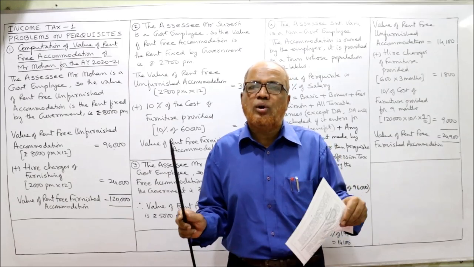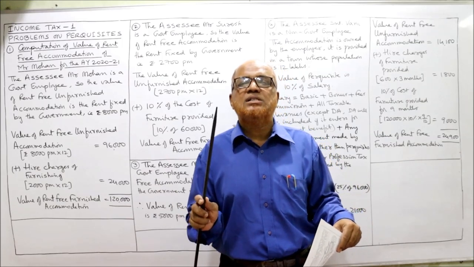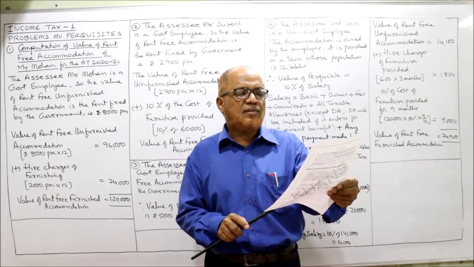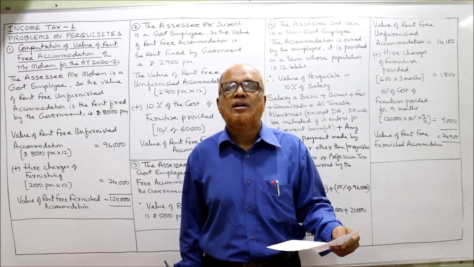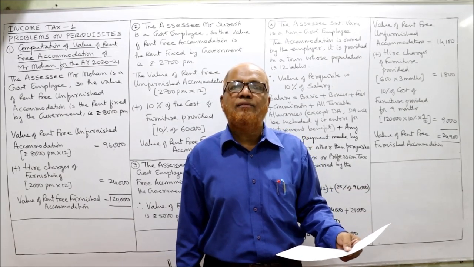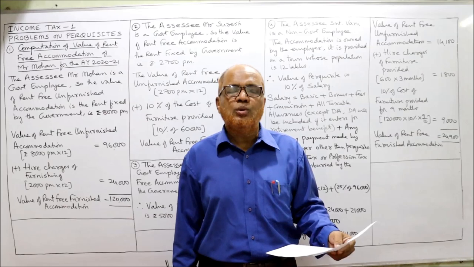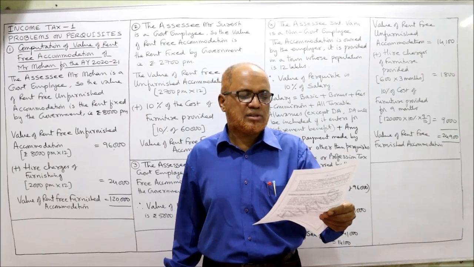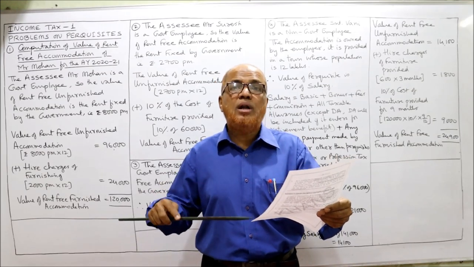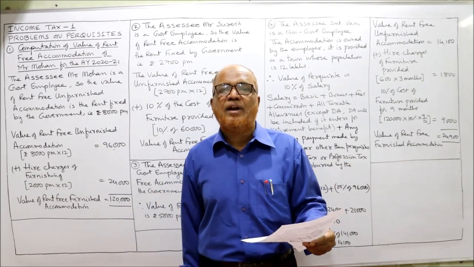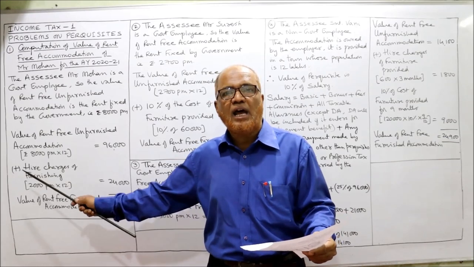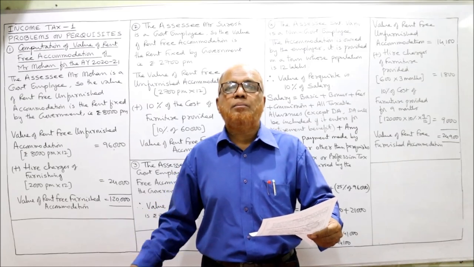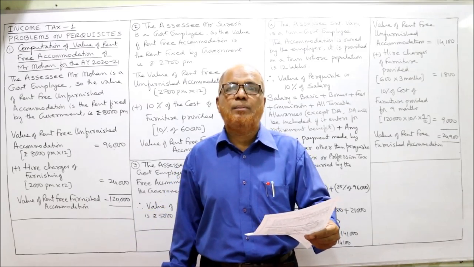Hire charges also we don't require. We simply need the rent fixed by the government. Here it is given, the license fee fixed by the government is 2,700. This license fee is the rent fixed by the government. So 2,700 is the rent fixed by the government and that is the value of the perquisite. And the furniture is owned by the employer. In the previous problem, furniture was hired, so we took hire charges. Here furniture is owned by the employer, so 10% of the cost of furniture will be added.